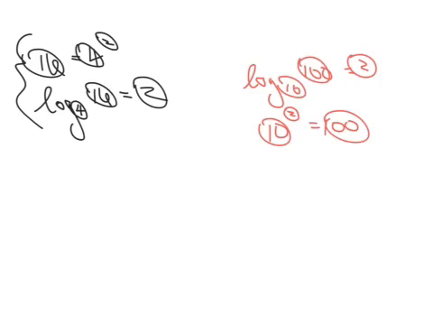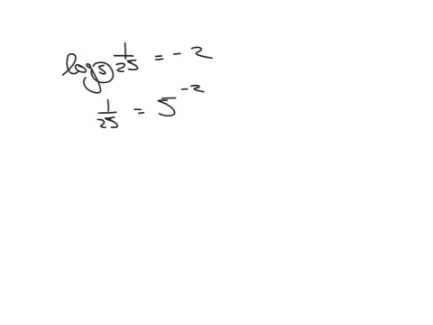It doesn't matter if they're fractions or decimals or negatives or whatever they are, they work the same way. So for example, log base 5 of 1 over 25 equals negative 2. Again, 1 over 25 equals 5 to the negative 2 power. I just switched it to exponential form. Alright, let's keep going here.